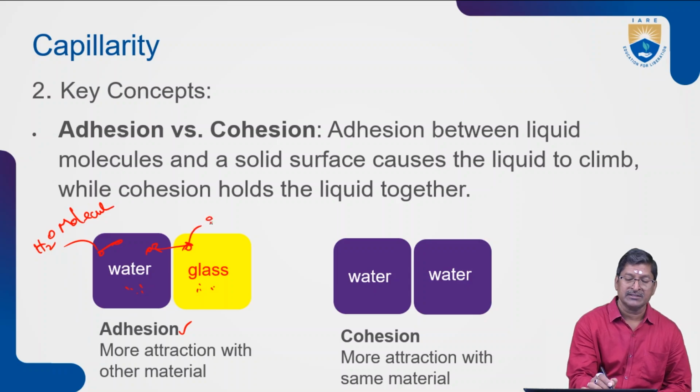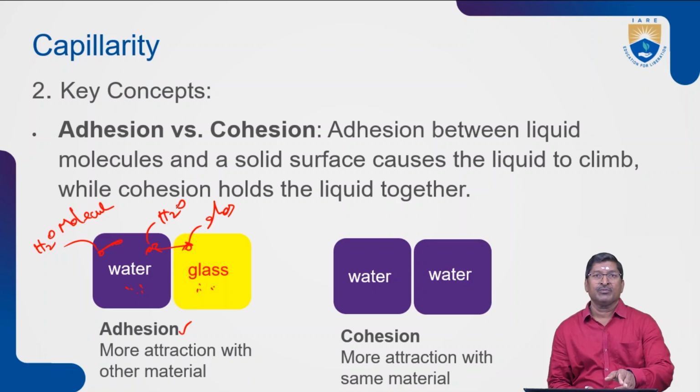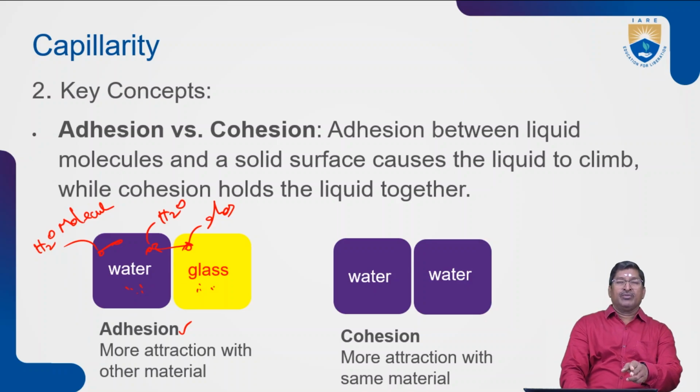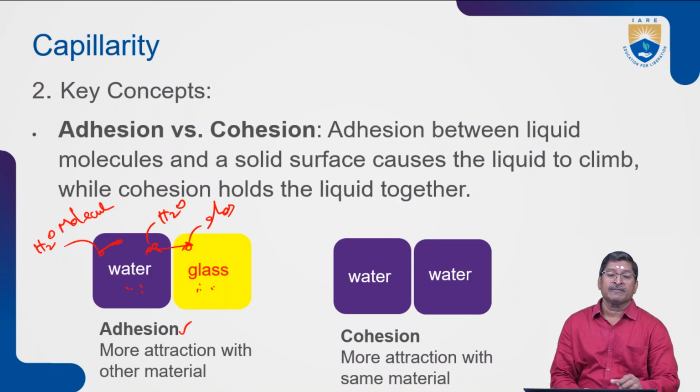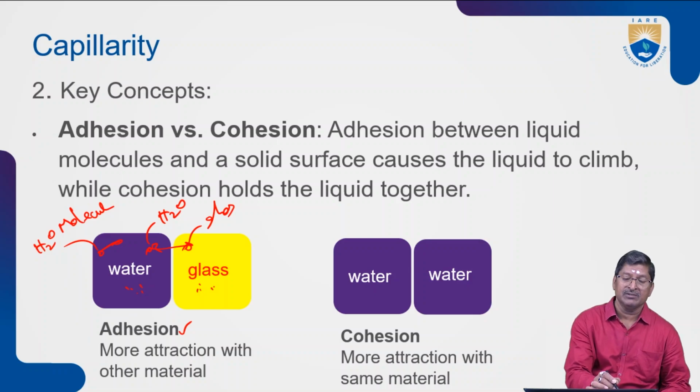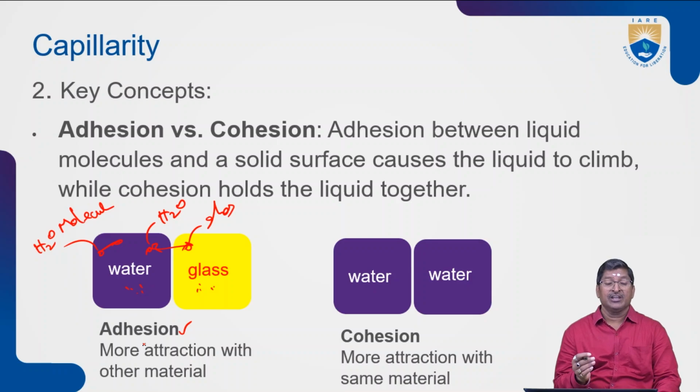Here it is a glass. Here it is water. So the attraction between the water and glass molecules is higher compared to the intermolecular forces of the water molecules. So that is called adhesion. That means adhesion is more than the cohesion.